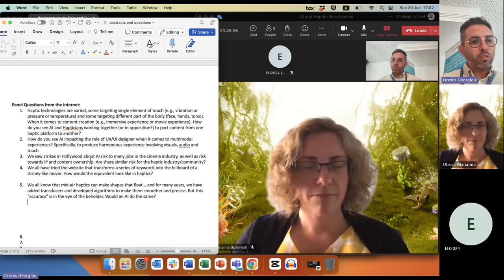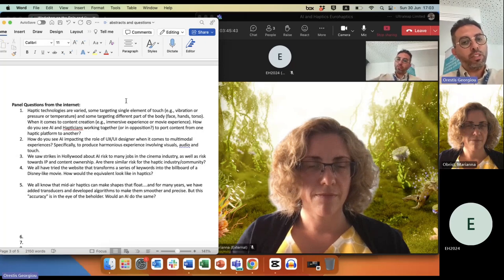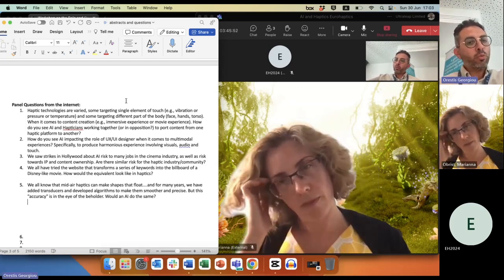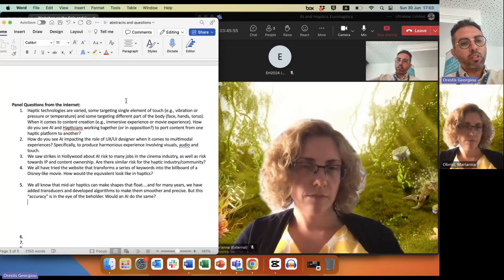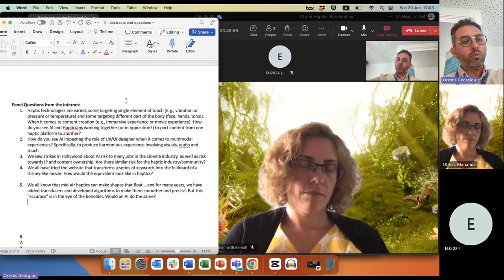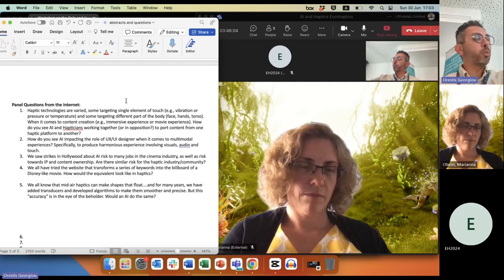Okay, so haptic technologies are varied, some targeting a single element of touch, e.g. vibration or pressure or temperature, and some targeting different parts of the body, face, hands, torso. When it comes to content creation, for example, immersive experiences or movie experiences, how do you see AI and hapticians working together or in opposition to port content from one haptic platform to another?